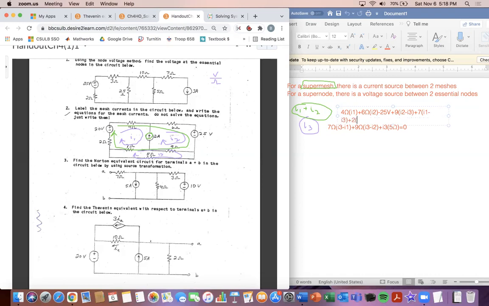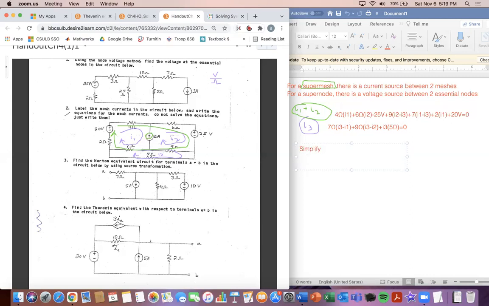Then plus 2 times I1, and then plus 20, because the current coming out of the positive terminal of that source is in the same direction as the loop. We set that equal to 0. So we've got one big equation, and for I3 we've got another equation. Now we're going to simplify.